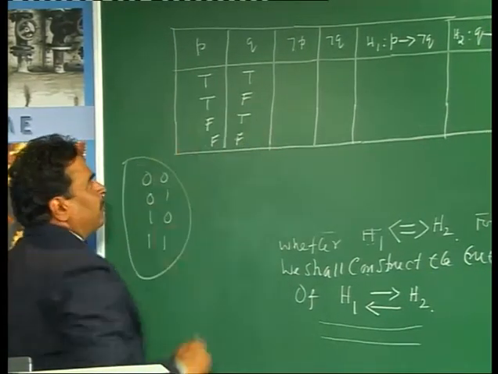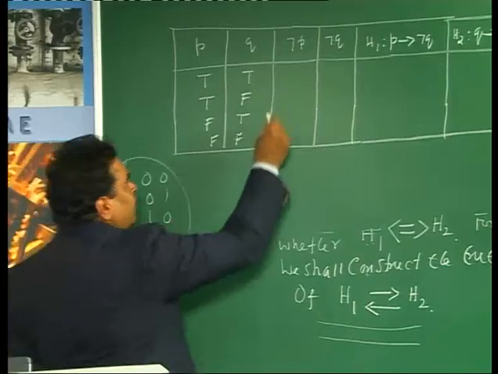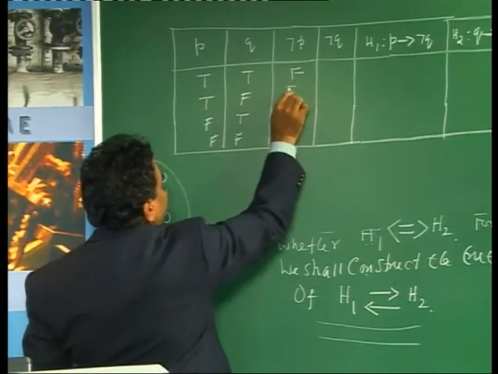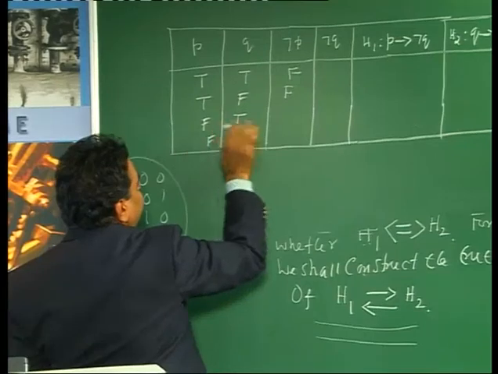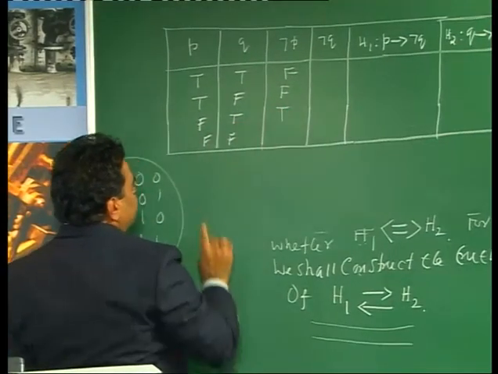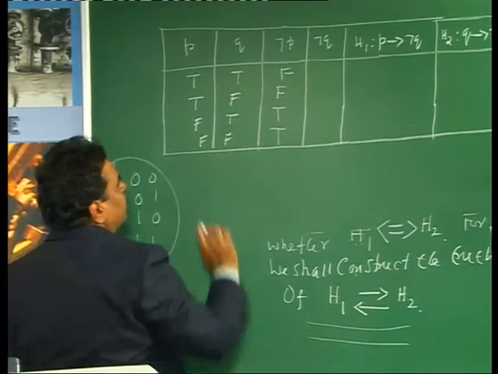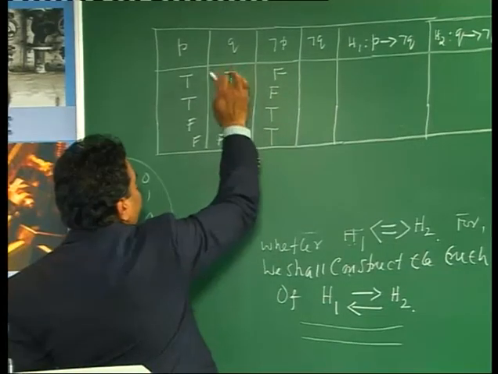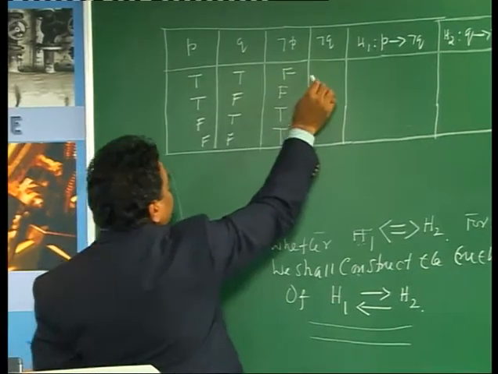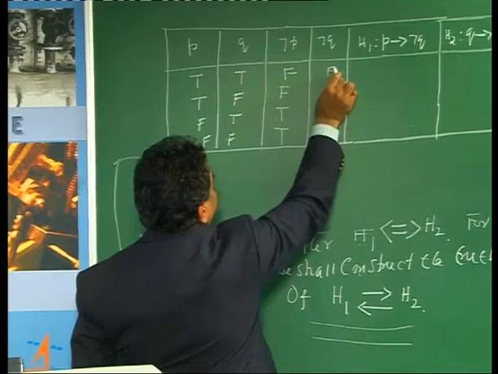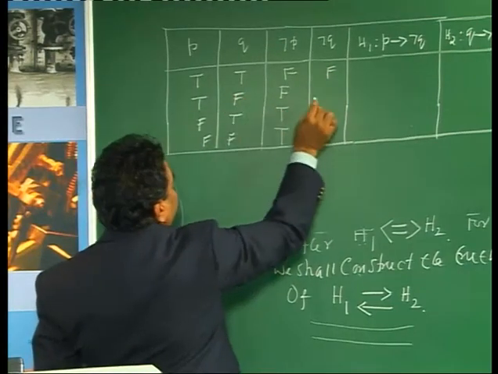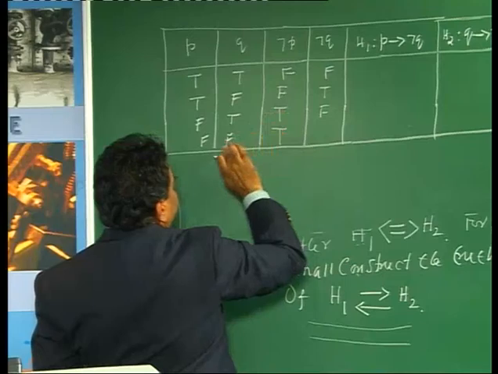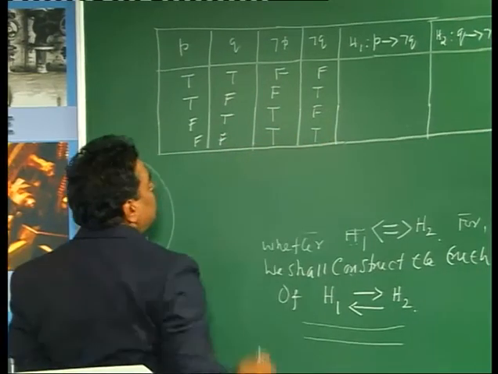We told you that if P is a true proposition, then its negation is false. Here P is false, so its negation will be true. Similarly, working with Q, if Q is a true proposition, its negation is false. Now, Q is false, so its negation is true. T will be replaced by F, and F will be replaced by T.